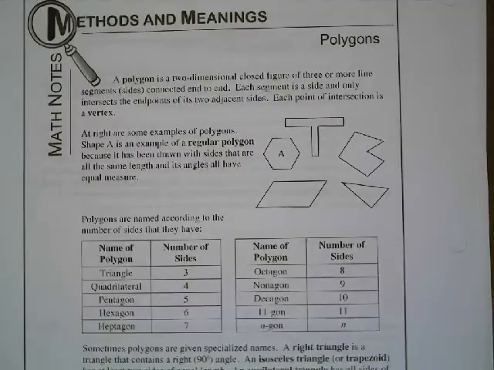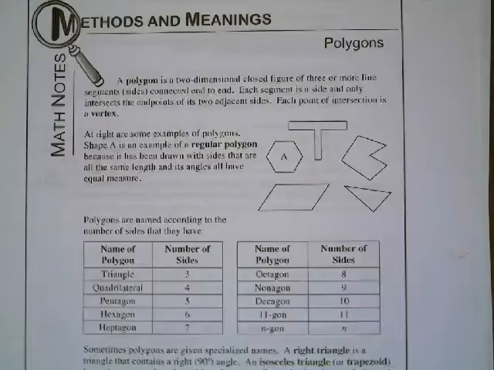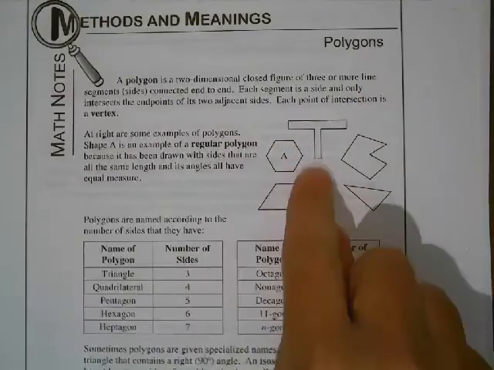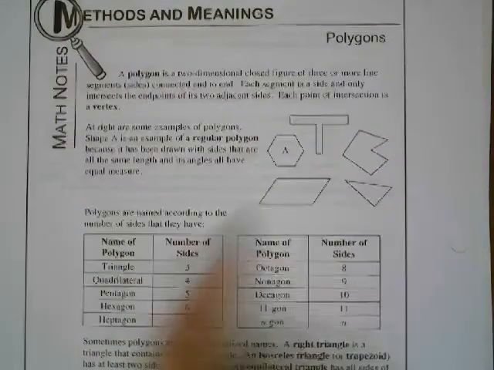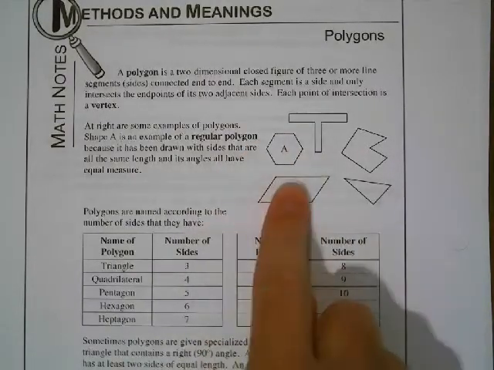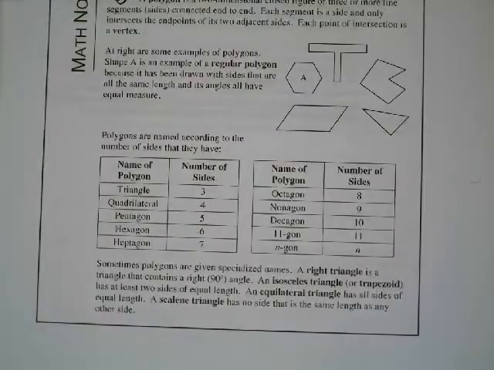Each point of the polygon, each little point at the end, is called a vertex. Regular polygon means that all the sides are the same and all the angles are the same. So this one is a regular polygon right there because all of the sides are the same. In this case, there are 6 sides, so we'd call that a hexagon. All right, so we've got some naming conventions on our polygons.